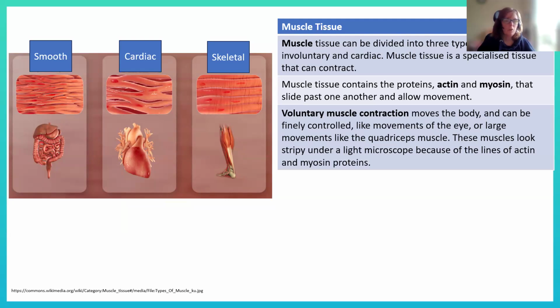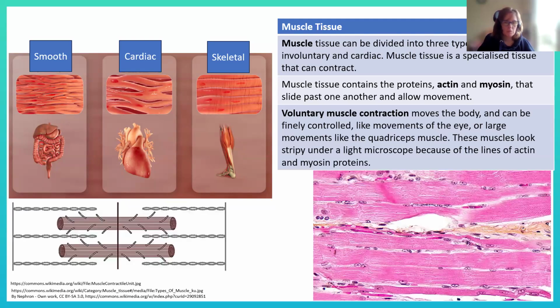And the voluntary muscle tissue, the voluntary contraction, allows big movements, the large gross movements that can move us from place to place, like movements of the quadriceps and hamstrings, those sort of muscles, but also finely controlled movements such as the eye as well. And these muscles will look stripy under the microscope, as we've said, because of this actin and myosin fiber structure. That's a micrograph image there of the muscle tissue, and that's what they say looks stripy.